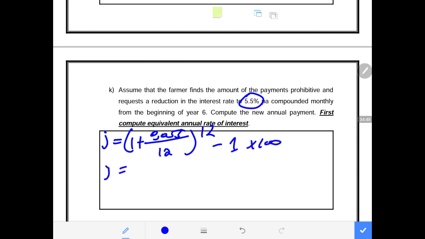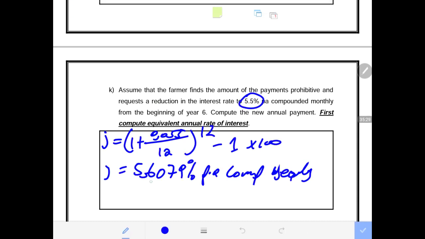Open brackets 1 plus 0.055 divided by 12, close brackets, second function, y to the power x, 12, equals, minus 1, equals, times 100, equals. Then this will give us 5.64%. Not that much difference. Remember, we're taking it to 5 decimal places, per annum. Compounded how often? Annually, or compounded yearly. Please make sure that you write that.